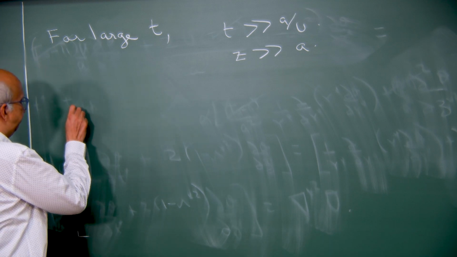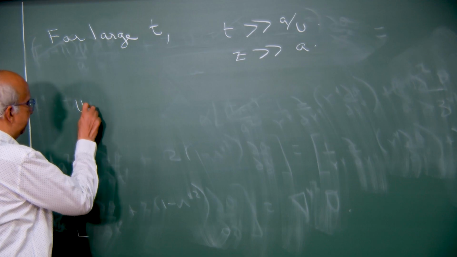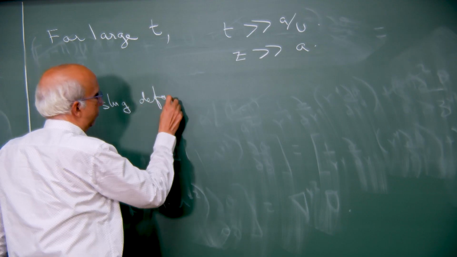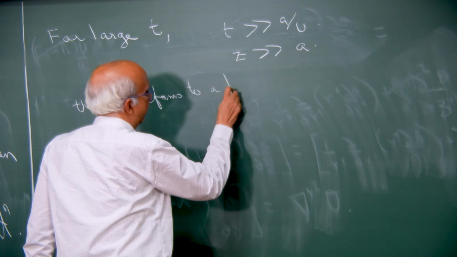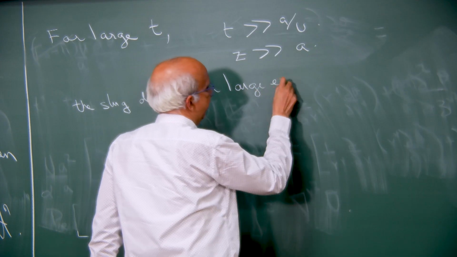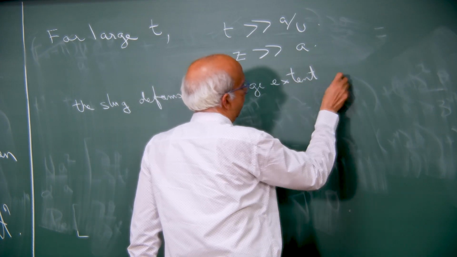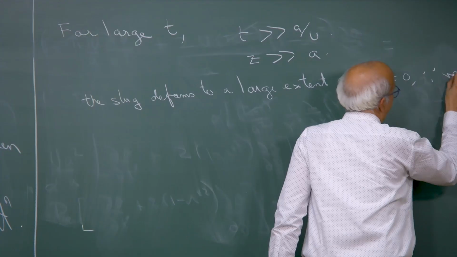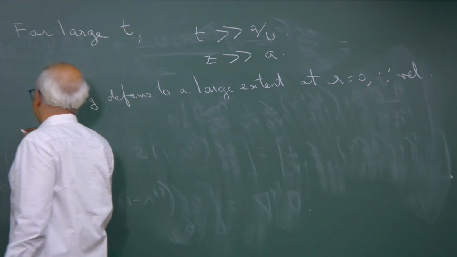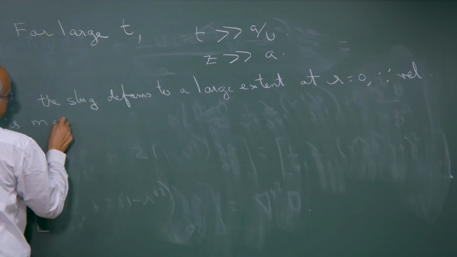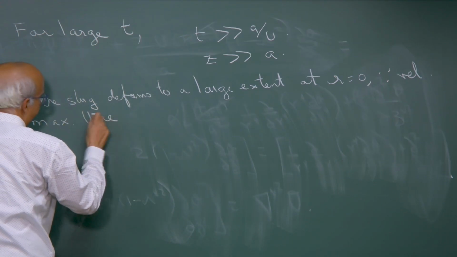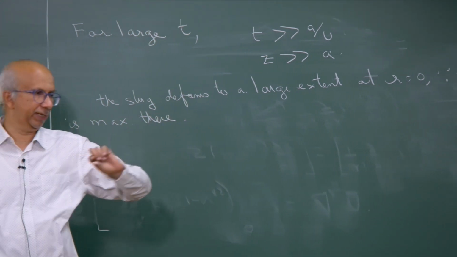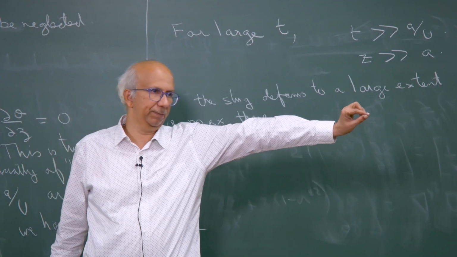The slug deforms to a large extent at r equal to 0, because velocity is maximum there. You saw that yesterday, right? Because of this parabolic profile, the high velocity means the high temperature will be carried along.